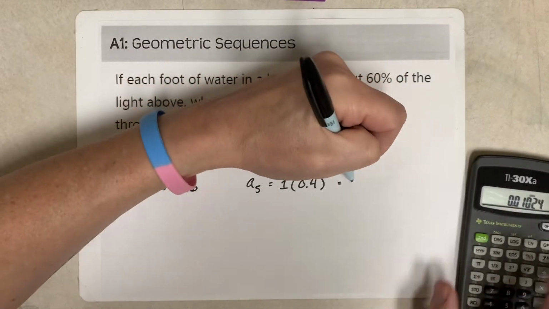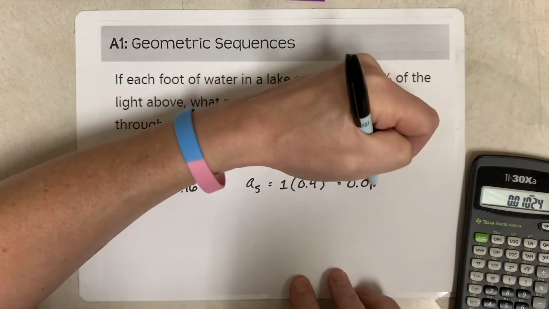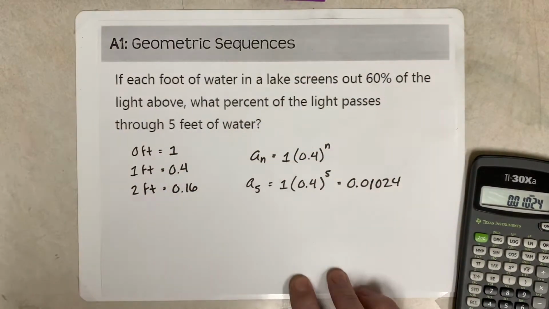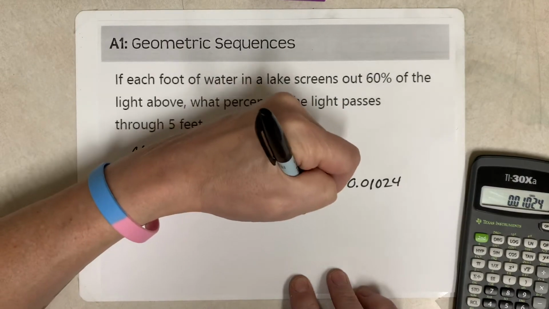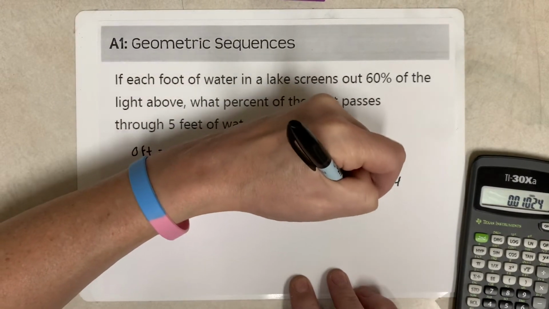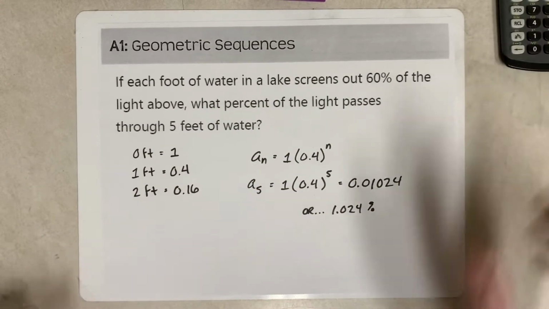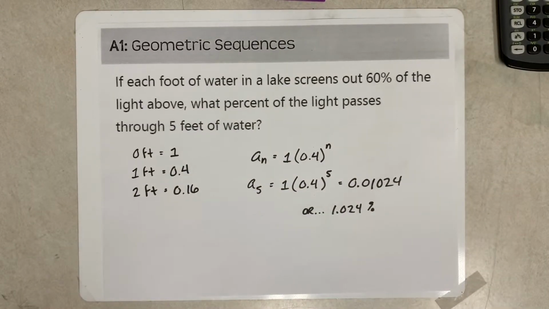0.01024, and that's about 1.024%, which is not much at all. That must be a really murky lake. All right, next problem.